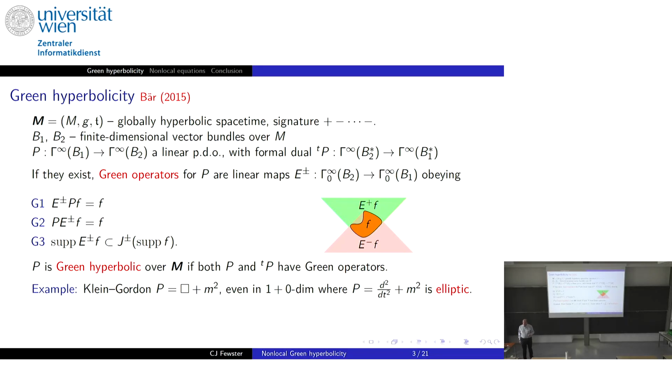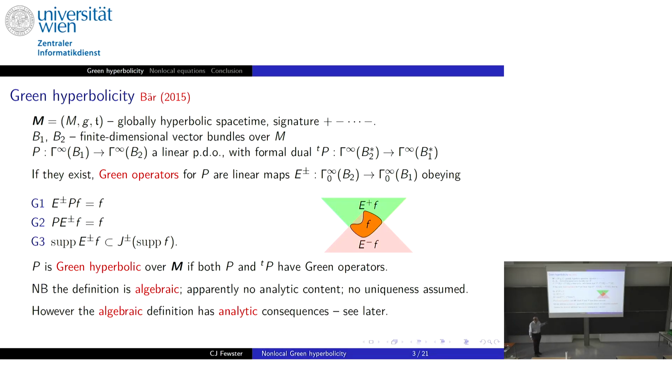The other thing to say is that these are not always hyperbolic operators, because one of the main examples of a green hyperbolic operator is the Klein-Gordon operator, which is normally hyperbolic in dimensions 2 and above. In dimension 1 plus 0, then of course the Klein-Gordon operator is just d squared by dt squared plus m squared, which is what you would normally think of as an elliptic operator. But this is green hyperbolic because you can find a green operator that obeys retarded conditions, and also one that obeys advanced conditions. So this is an elliptic but green hyperbolic operator.